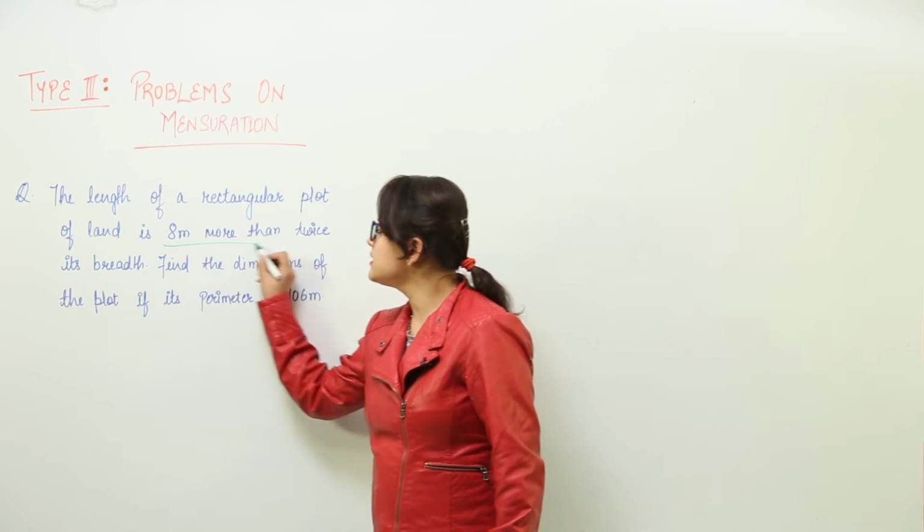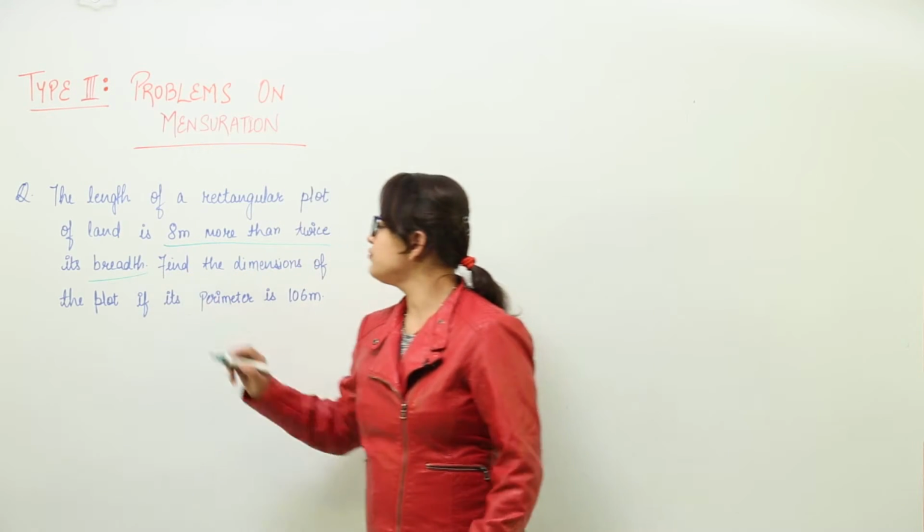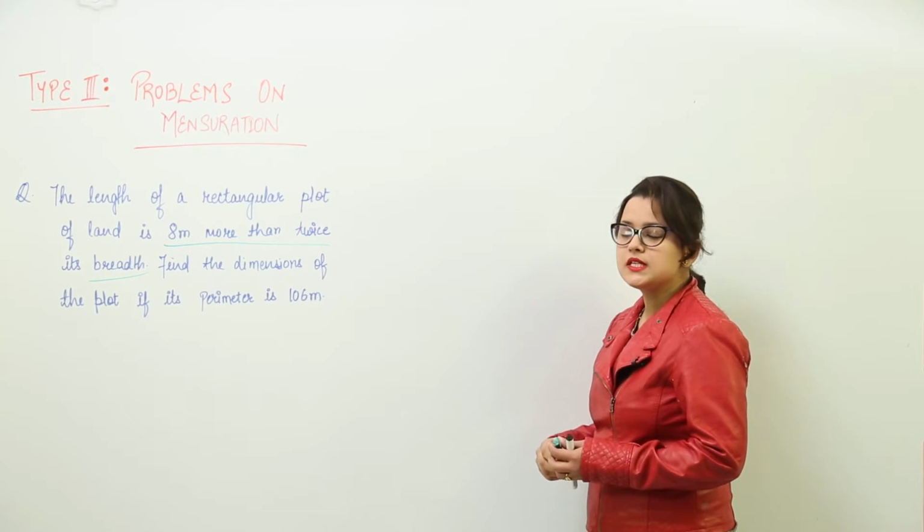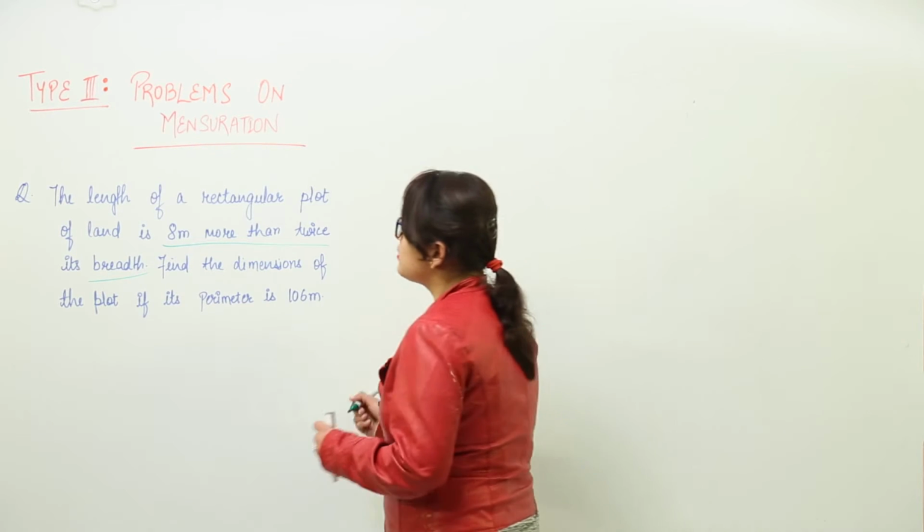So now the question is, the length of a rectangular plot of land is 8 meters more than twice its breadth. You have to find out the dimensions of the plot if the perimeter is 106 meters. Now let us understand the question first.